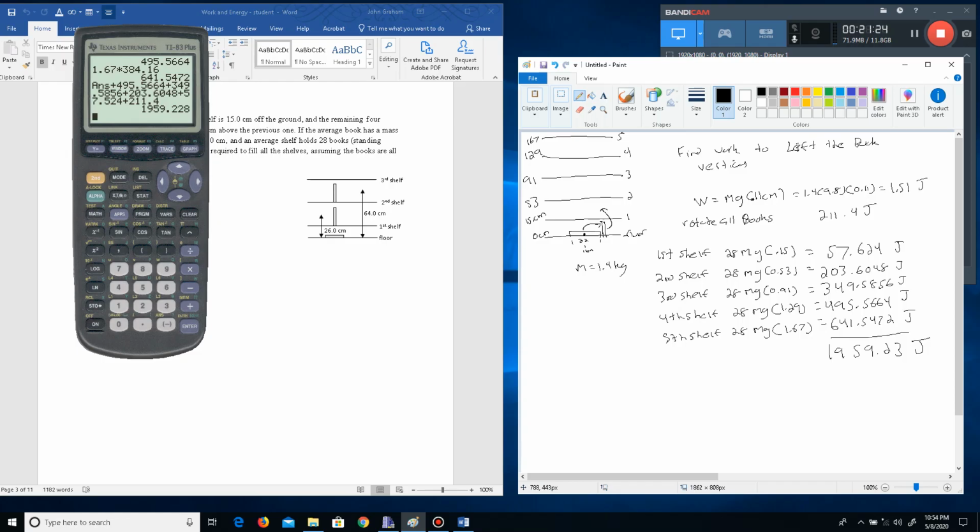Okay, and it will take that much energy to put all these books on these bookshelves. Notice, to rotate them all, that took more energy than just putting them on the first bookshelf and just putting them on the second bookshelf. But putting them on the third bookshelf took more energy than rotating them.